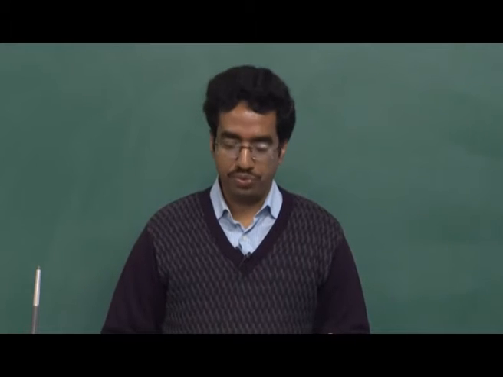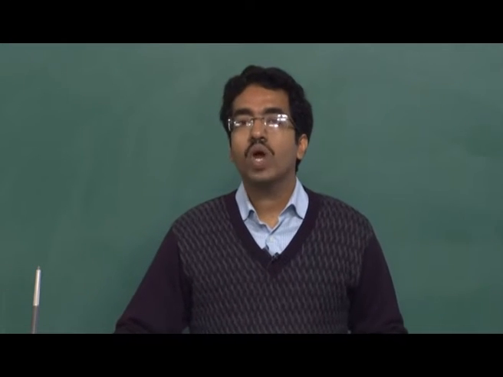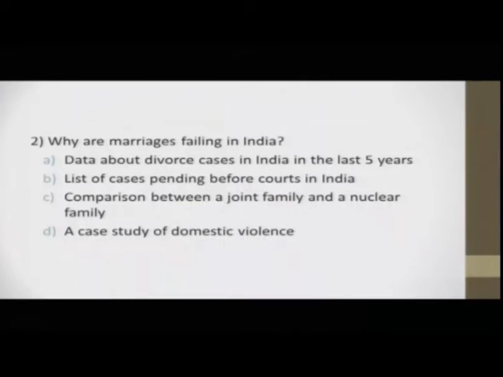Let us look at one more example. The question here is, why are marriages failing in India? So, if this is the question and you have to write a longish essay, a write-up, what would you include under this? The options are: A, data about divorce cases in India in the last 5 years; B, list of cases pending before courts in India; C, comparison between a joint family and a nuclear family; D, a case study of domestic violence.